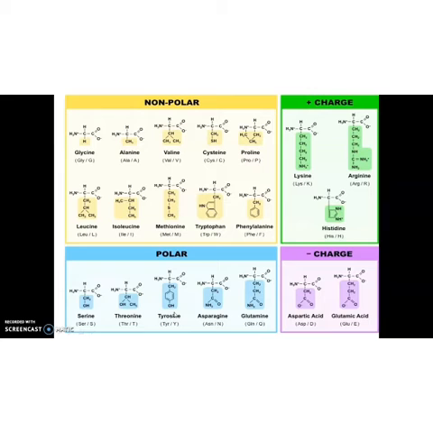Clear children? So on the basis of the characteristics of the functional groups present on the fourth valency, there are 20 amino acids. There are a lot of amino acids, but those which occur in protein are only 20 amino acids.